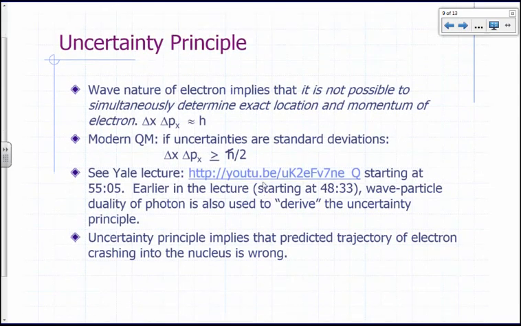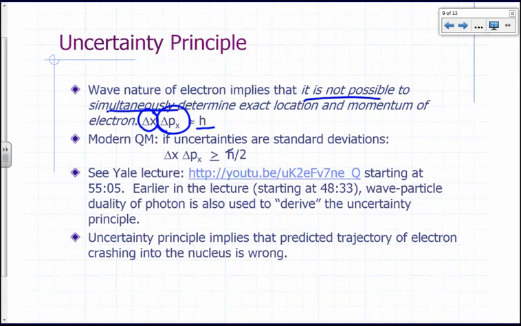All right. So the uncertainty principle is a consequence of the wave nature of the electron, as you've seen in that video. It's not possible to locate an electron and know its momentum precisely at the same time. So the uncertainty in the position, let's say along the x-axis, times the uncertainty in the momentum is approximately equal to h.